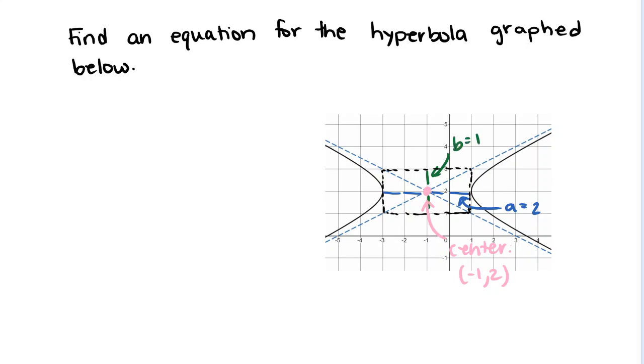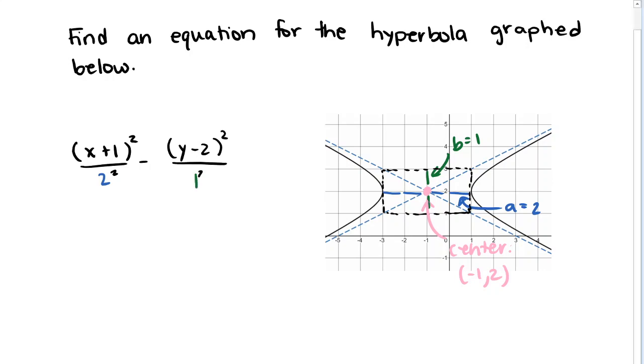So here we've got the equation x plus 1, right, x minus negative 1, so x plus 1 squared over 2 squared minus y minus 2 squared over 1 squared. This ought to equal 1. This is our equation for our hyperbola.